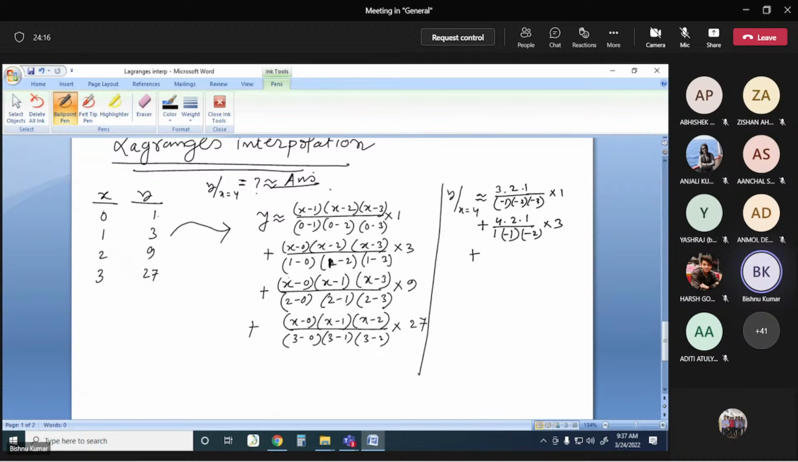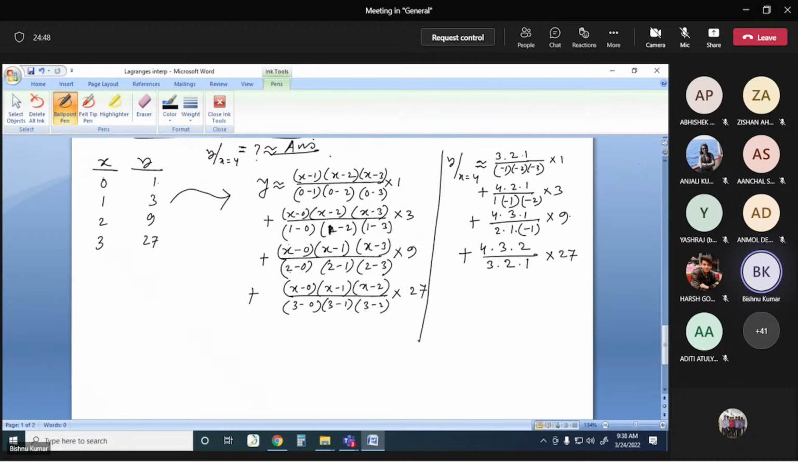What will be the third term? 4 minus 0 means 4, 3, and 4 minus 3 means 1, divided by the denominator 2, 1, and 2 minus 3 means minus 1, into 9. What will be the last term? 4 into 3 into 2, divided by 3 minus 0 means 3, 2, and 1, into 27. So can you calculate this now?